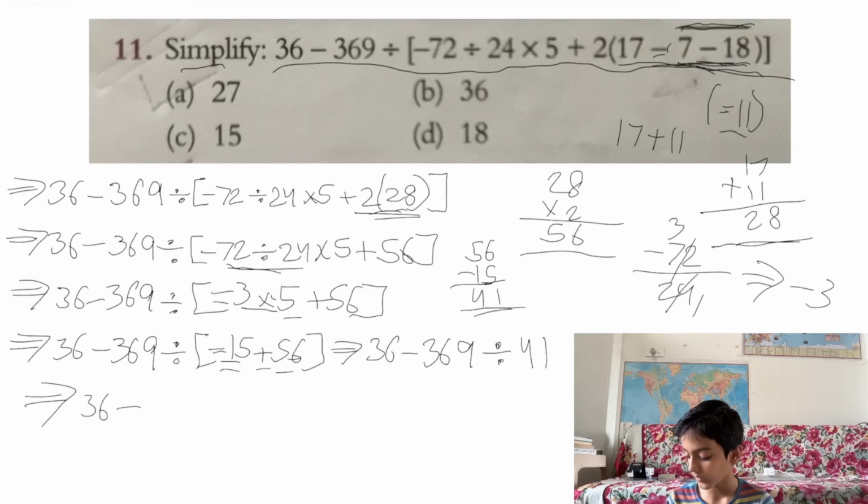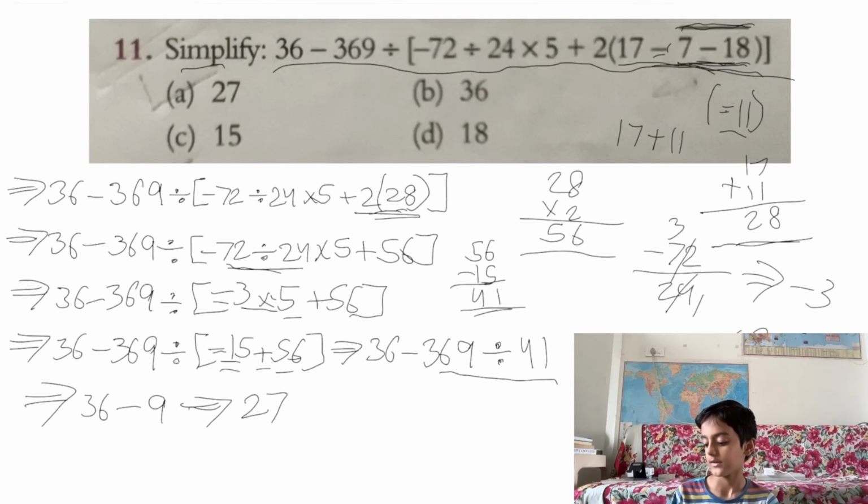Now we will do 369 by 41 because first of all we have to do the division. 369 by 41 is equal to 9. 36 minus 9 is equal to 27. So when we simplify this whole expression, the result is 27. And 27 is option A. So the correct answer of this question is option A, which is 27.